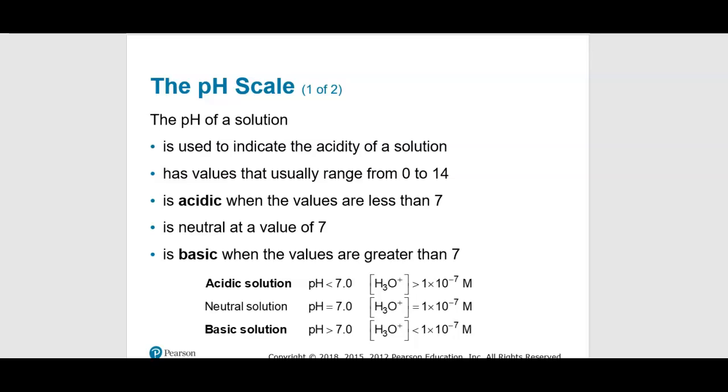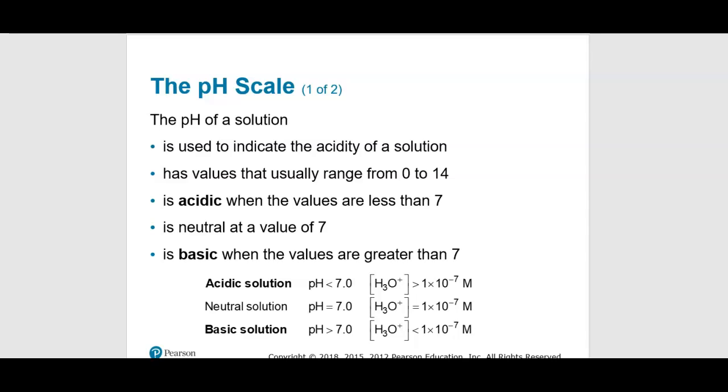The pH scale usually runs from 0 to 14, and it's used to indicate acidity. It's acidic when values are less than 7, neutral at a value of 7, and basic when the values are greater than 7. Now, if you look at this table, an acidic solution, pH less than 7, means the hydronium ion concentration is greater than 1 times 10 to the minus 7th. In a neutral solution, the hydronium concentration is 1 times 10 to the minus 7th, pH is 7. And in a basic solution, the pH is greater than 7, and the hydronium ion concentration is less than 1 times 10 to the minus 7th.